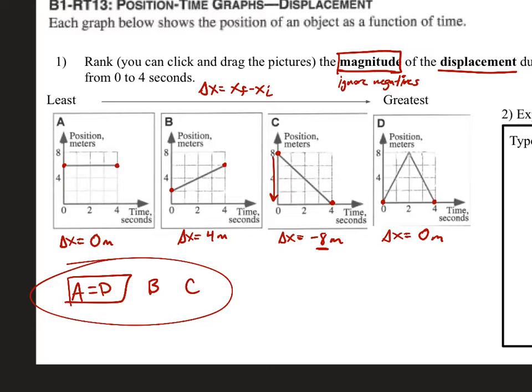If you're doing it virtually, again, you can use a box to put around A and D to indicate they're the same. Or you can just figure out some way to tell me that those are equal to each other. As far as the explanation box here on the right, I'm perfectly fine if your explanation is just the equation or definition of what displacement is, because that's what we're using to determine our ranking.